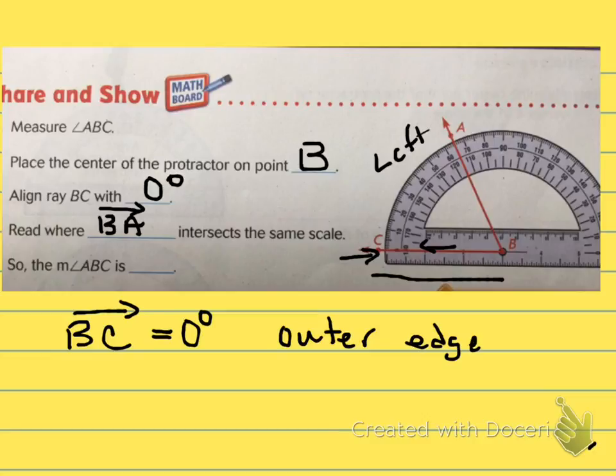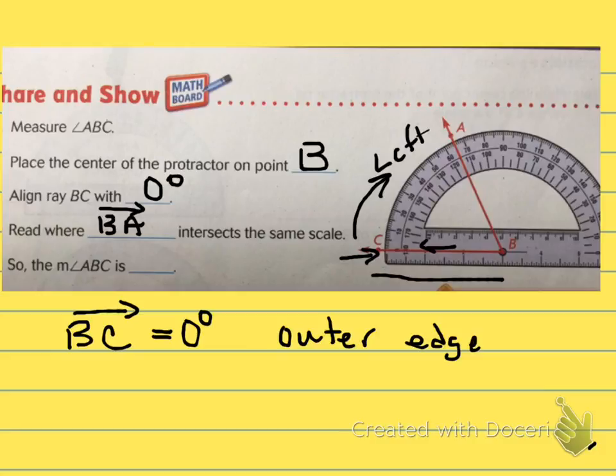So we're going to go ahead and take a look at, as we move around, move up and over, and we're going to move in this direction. We have 0, 10, 20, 30, 40, 50, 60. Now let's take a look. As we look at this, our line for our ray BA intersects our protractor somewhere between 60 degrees and 70 degrees. Notice all those little tick marks.